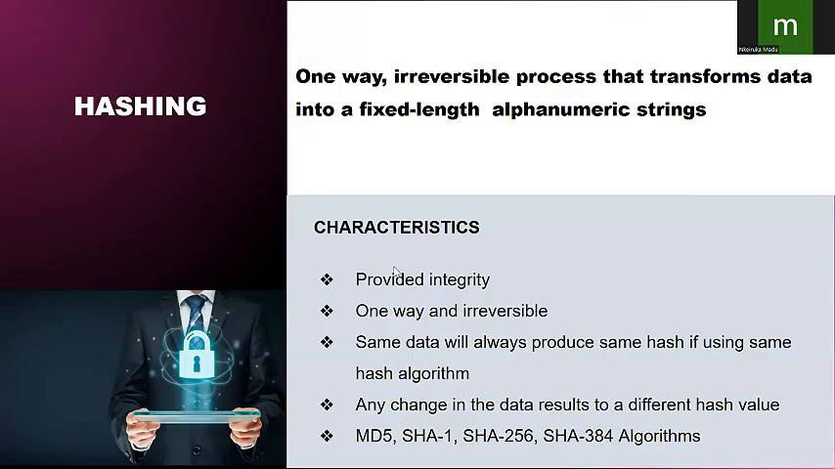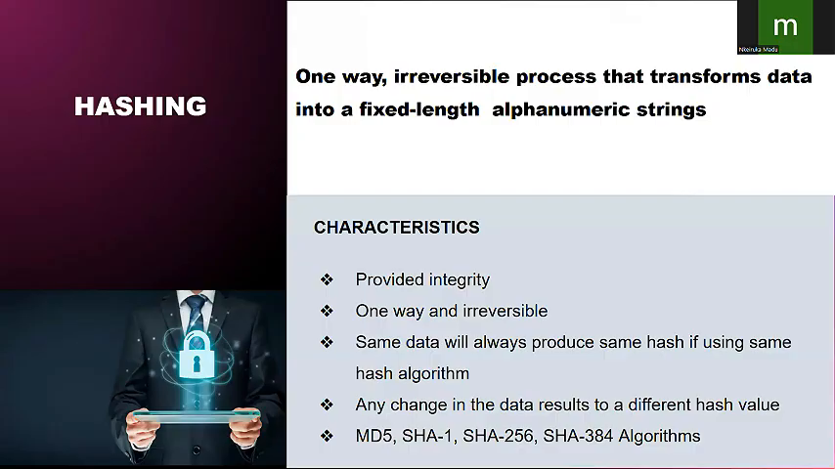First of all, it provides integrity. Looking at the characteristics of hashing, the other one is that it is one-way and irreversible. You cannot reverse engineer a hash that you generate to get back whatever you initially had. And the same data will always produce the same hash value if using the same hash algorithm. That is why it provides integrity. Every time you generate the hash using the same algorithm, as long as nothing has changed, you are expected to get the same value. The value will only change if something has changed in the file itself. So any change in the data results in a different hash value.